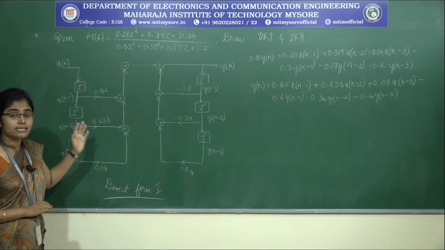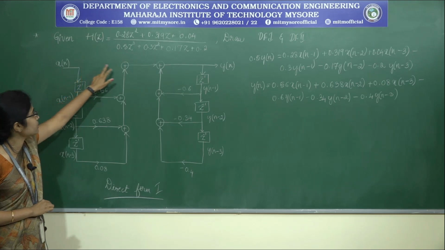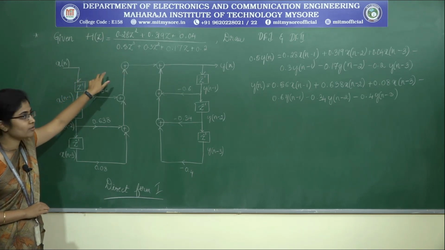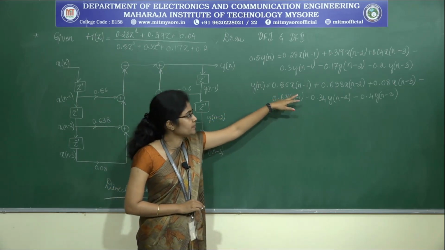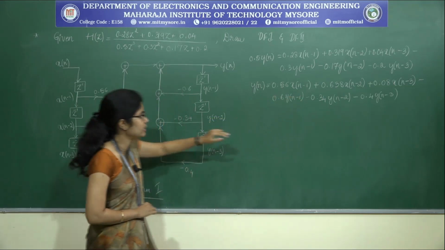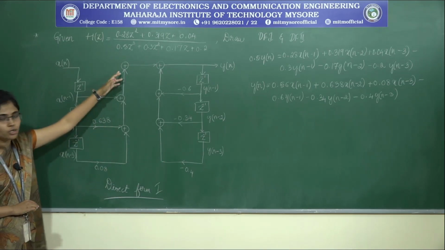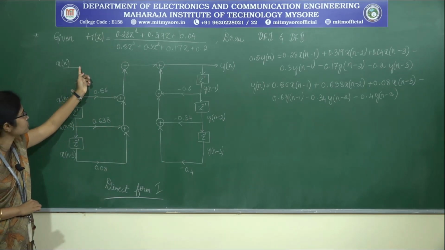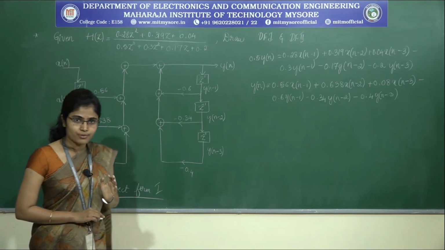Okay. So the standard structures also look the same. But why don't we have a connection here? Because we are not at all feeding the input x of n to the summing point directly. We are feeding x of n minus 1, x of n minus 2 and x of n minus 3 to the adder. So there is no connection from this point to this adder, clear. So this is about the direct form 1 realization.